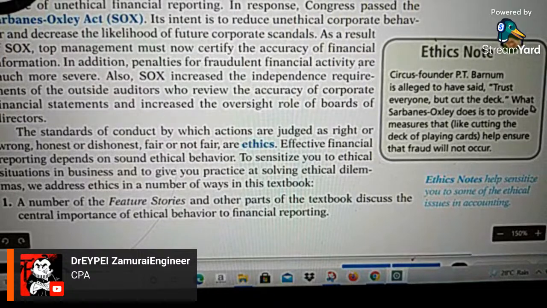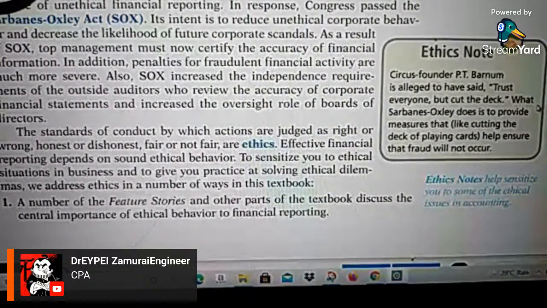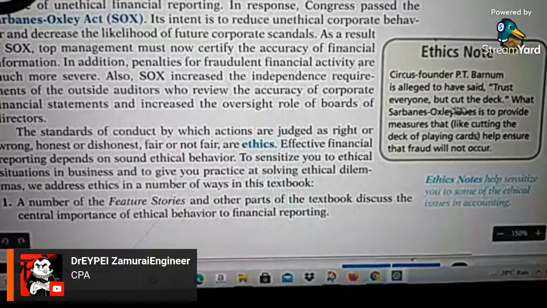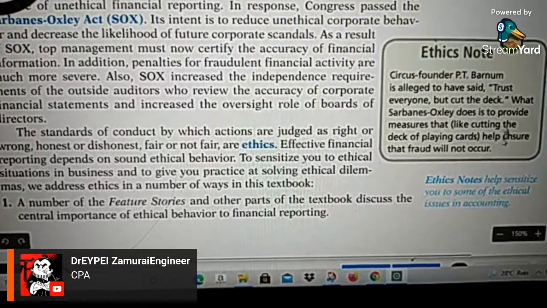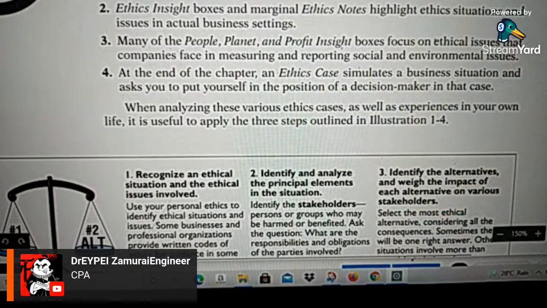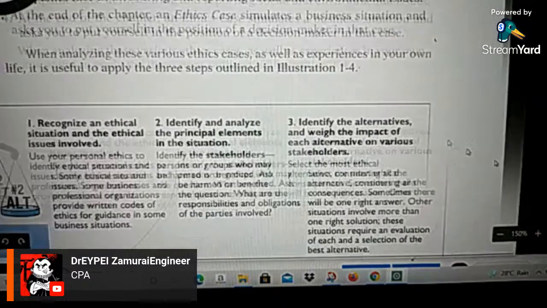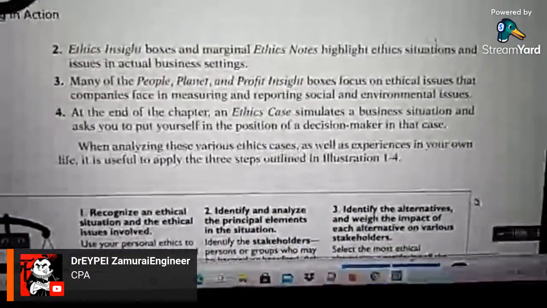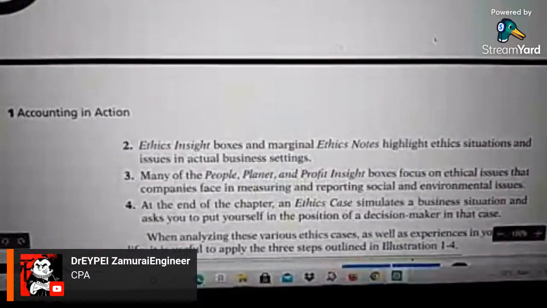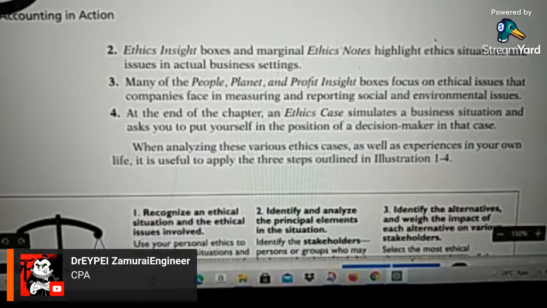Cutting the deck does not mean that you do not trust the other person. Just do it because you have to do it. What SOX does is to provide measures that, like cutting the deck of playing cards, help ensure that fraud will not occur. That is the only purpose of SOX, so that cheating does not happen. Okay, let's go on.